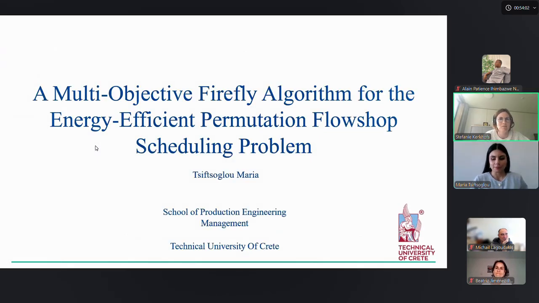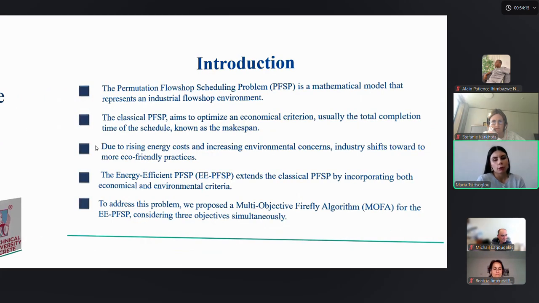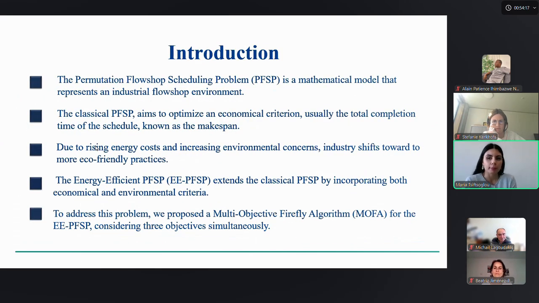Yes. Okay. Perfect. Today I would like to present a multi-objective Firefly algorithm for the energy-efficient permutation flow shop scheduling problem. The permutation flow shop scheduling problem is a mathematical model that represents an industrial flow shop environment. In the classic PFSP, we aim to optimize an economical criterion, usually the total completion time of the schedule, known as the makespan.